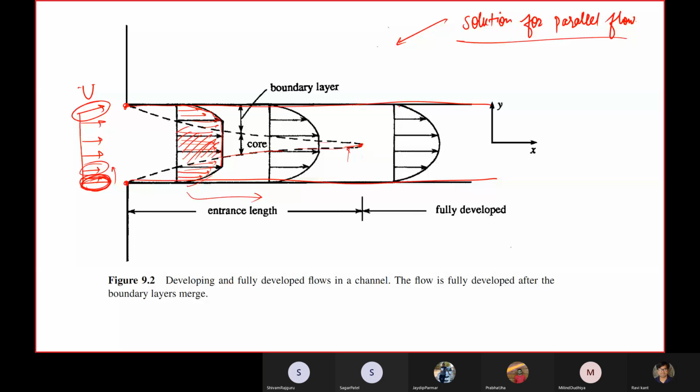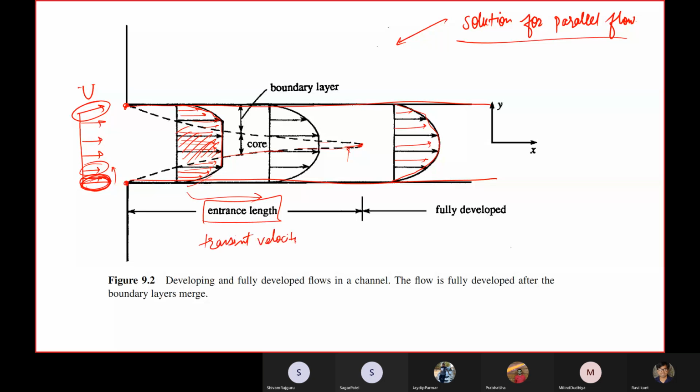So you will have a completely fully developed flow after this section, and before that it is called the entrance length. Till the entrance length you will have a transient velocity field, and after that you have a fully developed field.